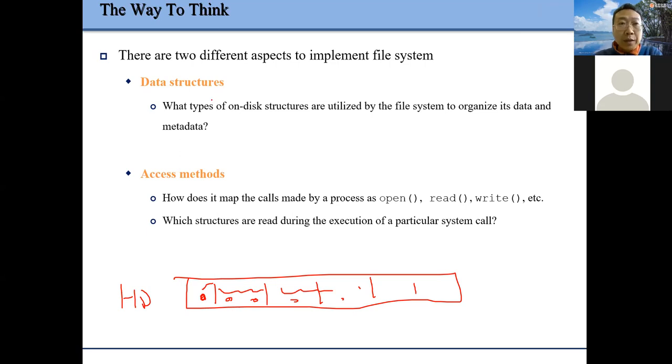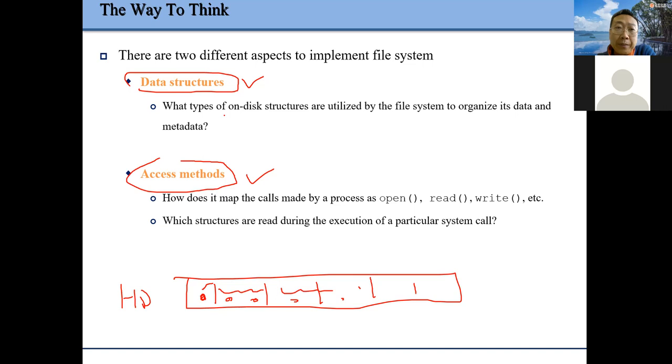Okay, so in order to implement this, we basically need to care about two things. First, the on-disk data structure. The second is our access method. This can be applied to many different things when we use a computer to solve a problem. So basically we care about the structure and our algorithm.